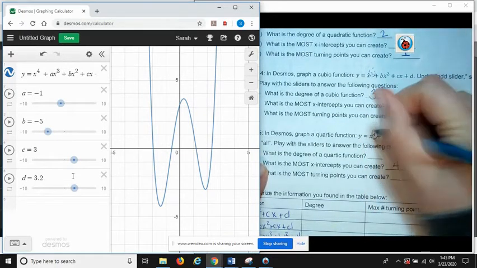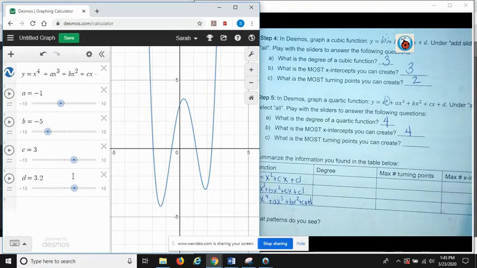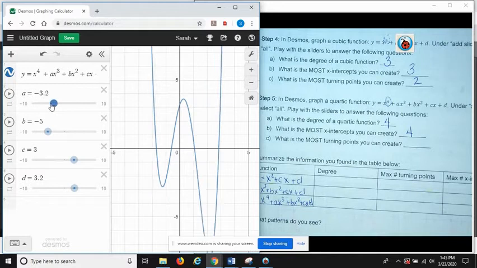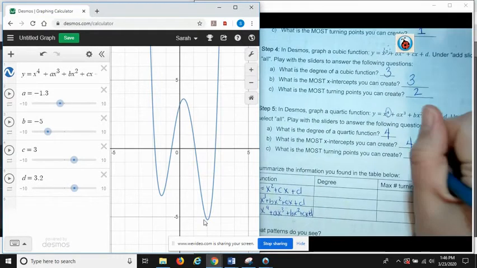My biggest power here is 4, so my degree is 4. And the most turning points that I could create when it was like the most curvy was 3. So I have 1 here, 1 there, 1 there. So my most turning points is 3.